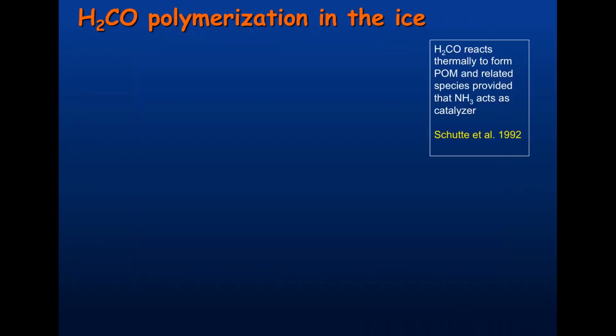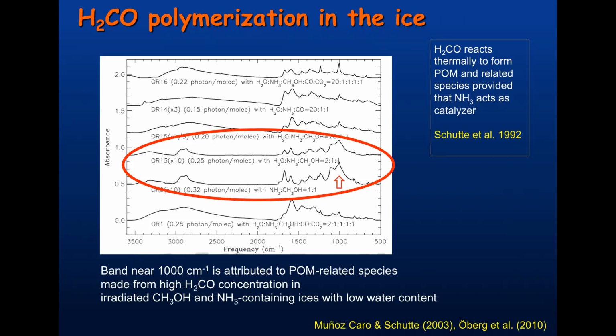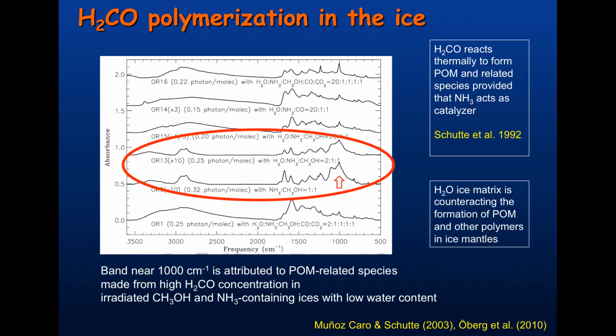And furthermore, what we observe in these ices is that if you have sufficient methanol and ammonia to act as a catalyzer, you form a lot of formaldehyde, H2CO, and the formaldehyde will make the polymer, POM, polyoxymethylene, unless you add sufficient water in the ice. So the presence of this POM species is inferred mainly from a band around 1,000 wave numbers in these residues. If you add more water in the ice to make it, I would say, more astrophysically relevant, then you inhibit the formation of these POM polymers.